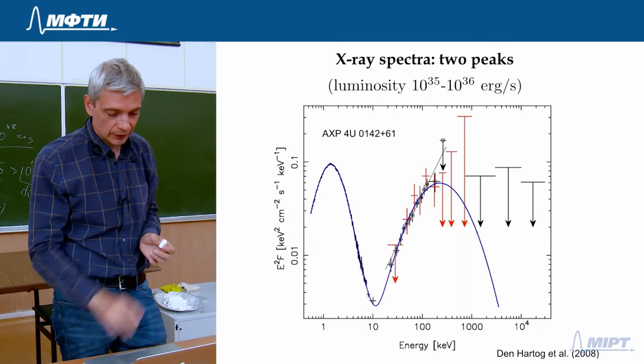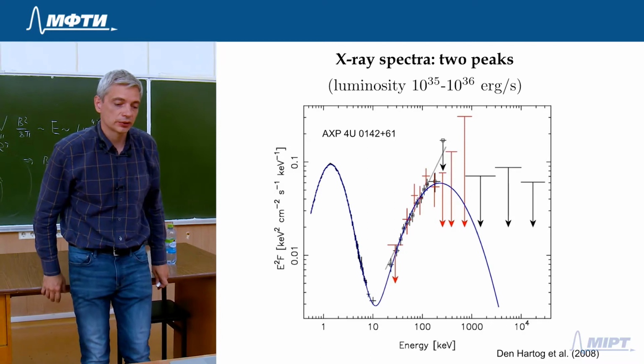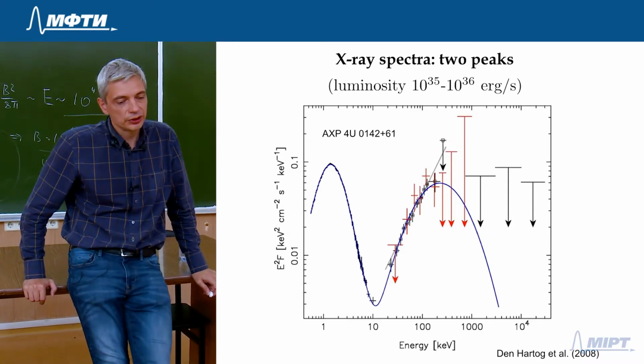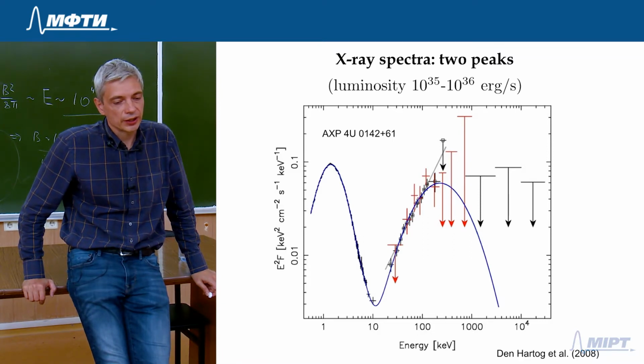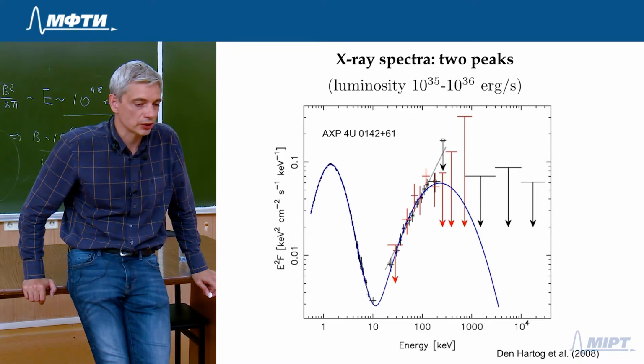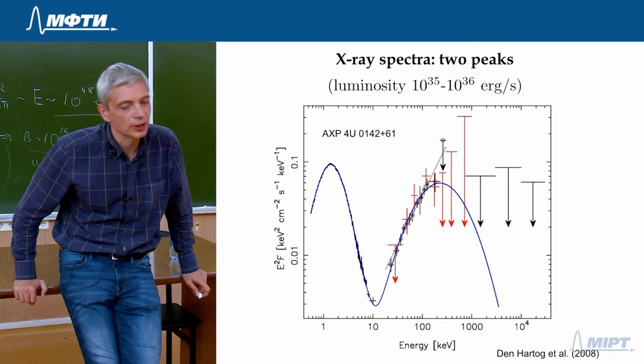We observe this. Okay, so one more piece of data. This is the spectrum. I told you that the spectrum of these objects is not black body. What you see here is the X-ray spectrum of one magnetar, an anomalous X-ray pulsar, 1E 1841-045, whatever the number is.